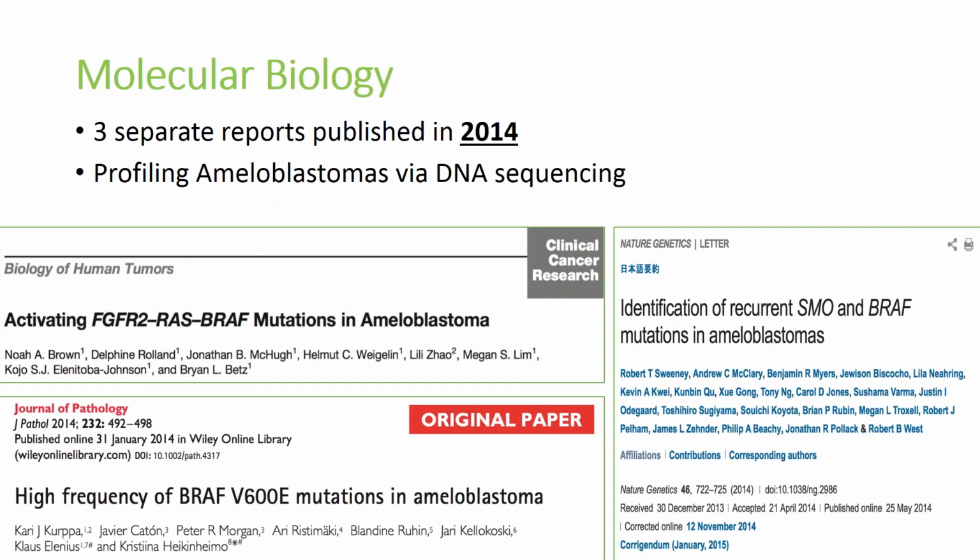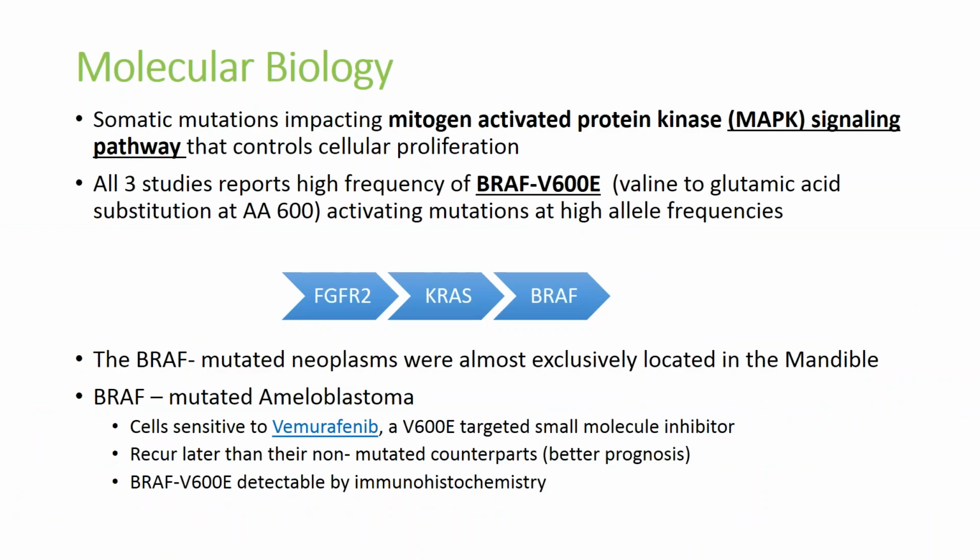So interesting changes happened in 2014. 3 sets of people looked at the mutations in ameloblastoma. I was made aware of this by a friend of mine, Peter Morgan and Carl, who was involved with one of the groups in Finland. They looked at BRAF, RAS, FGFR2, smoothened. So the study was to look at somatic mutations impacting the MAPK signaling pathway and controlling cellular proliferation.